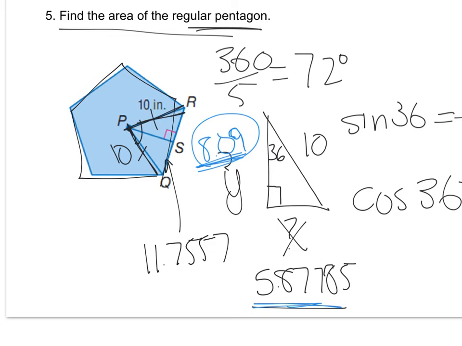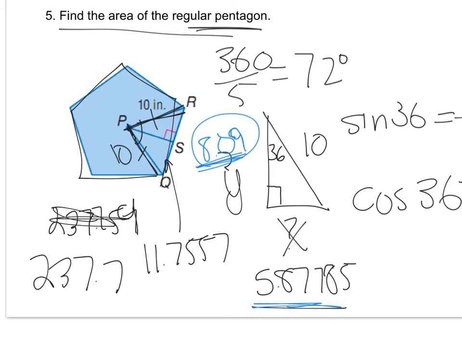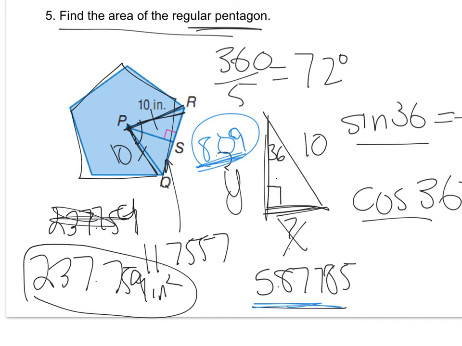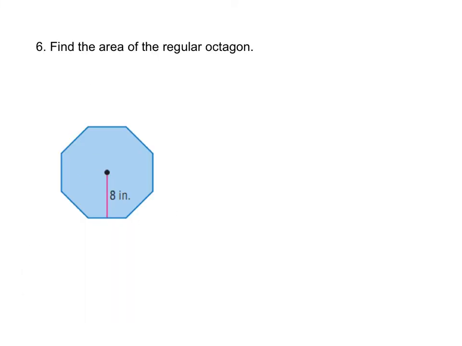After all that, I get 237.759 inches squared. There's my answer. But I had to use trig. I had to use trig to figure out this side and this side, which represented here and here. So then I doubled it, figured out my perimeter, multiplied it by that, and divided by 2.